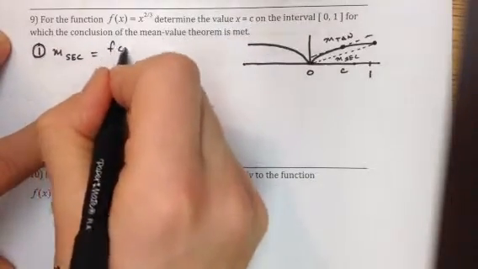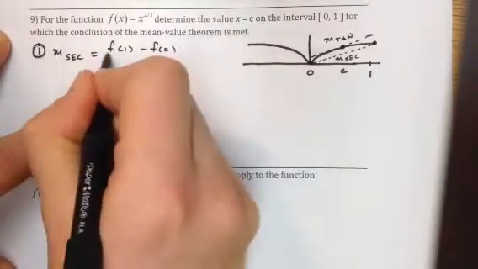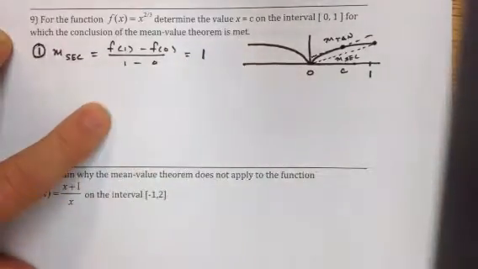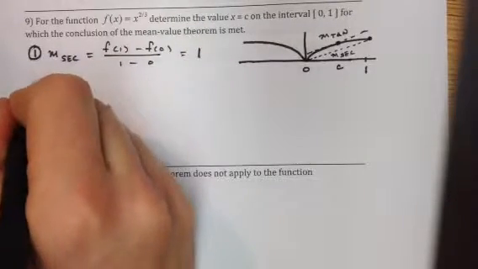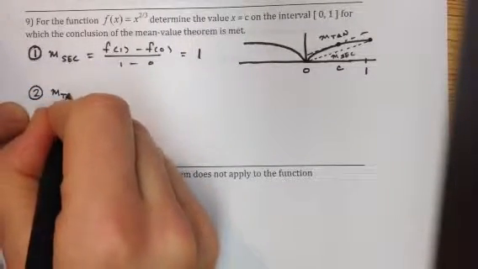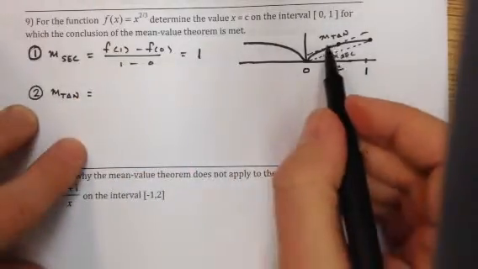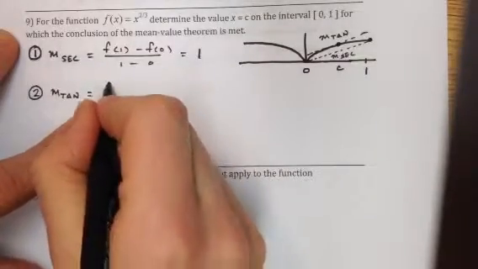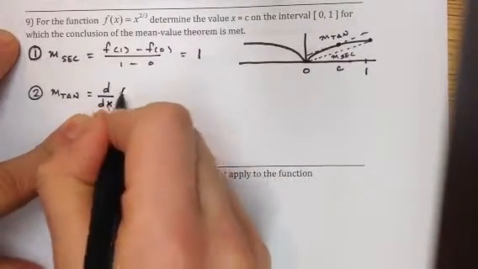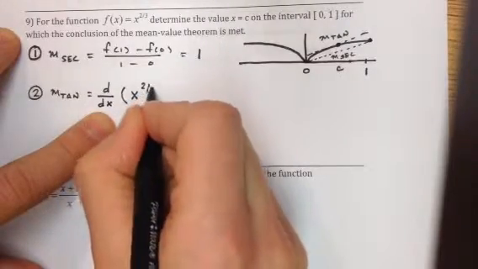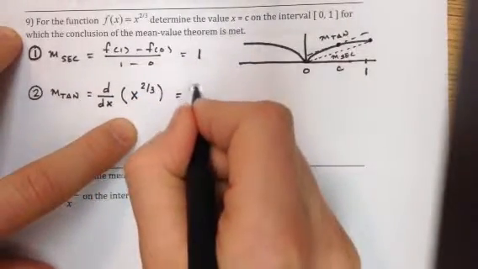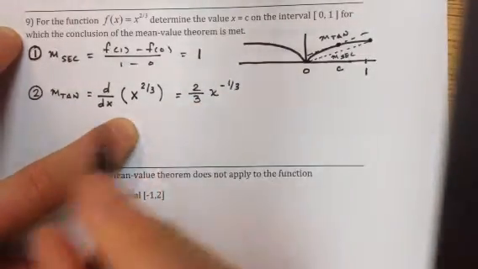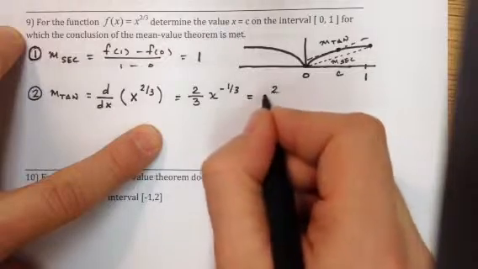That would be f of 1 minus f of 0 over 1 minus 0. And if you calculate that out, you will get 1. Step 2, find the slope of the tangent. Now the slope of the tangent changes from point to point to point, depending on the steepness of the curve. So that would be the derivative of the function. The derivative of the function is 2/3 x to the negative 1/3. I don't like negative exponents, so I will write that this way.